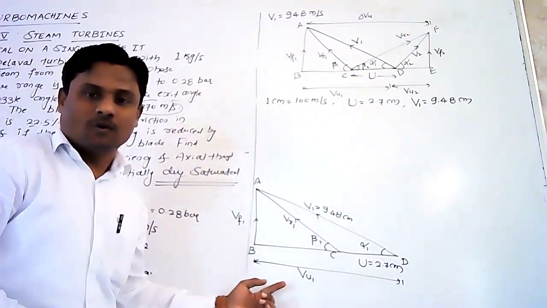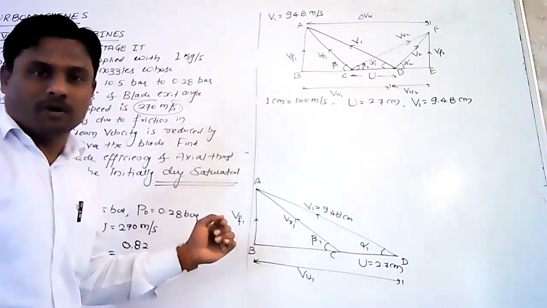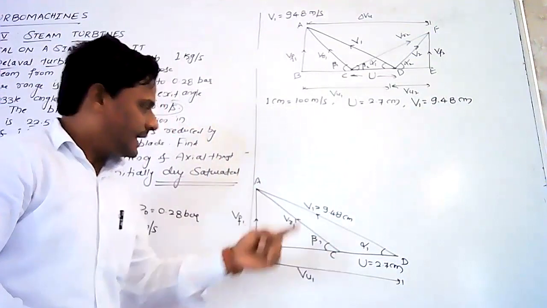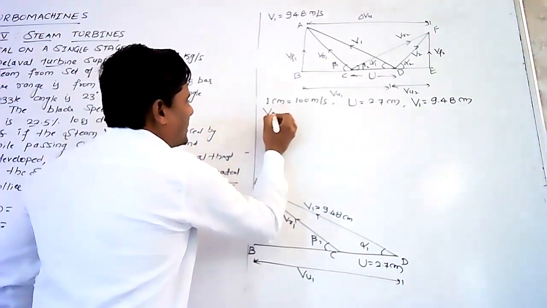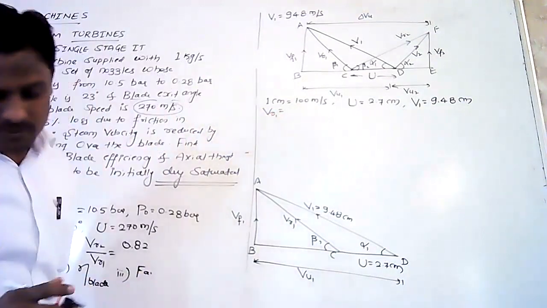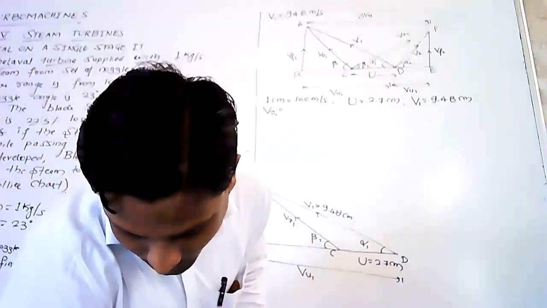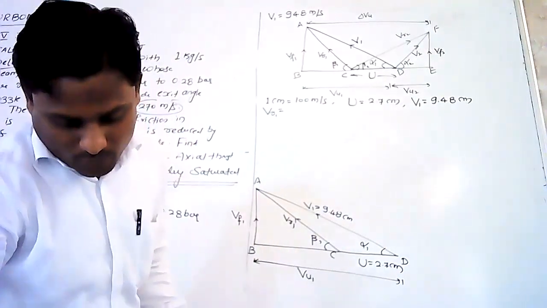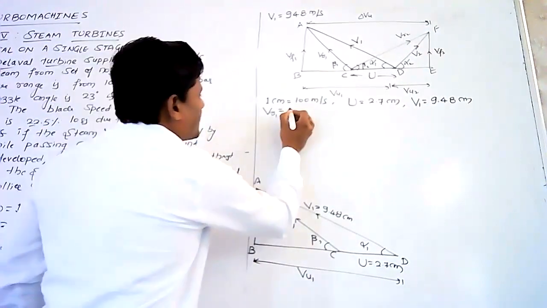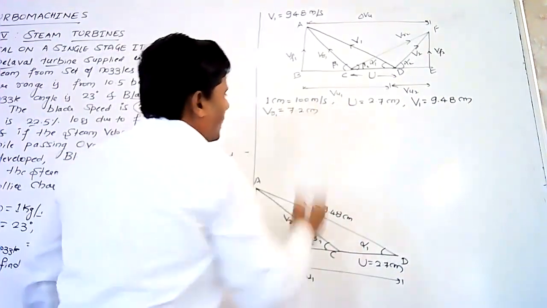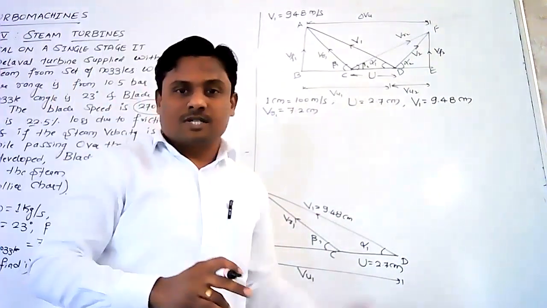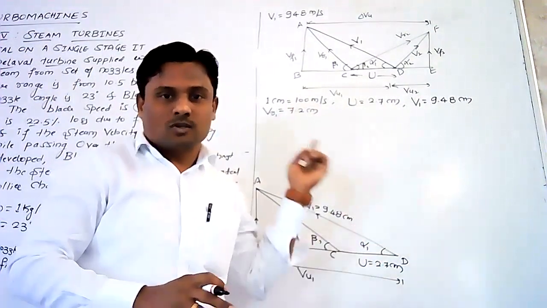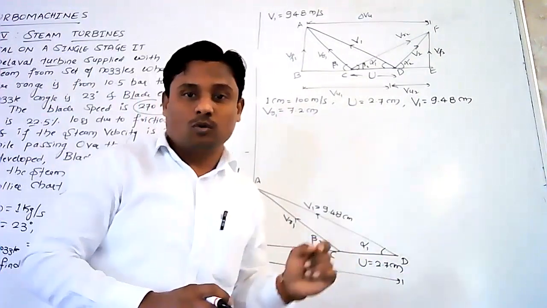Now from the graph, we can measure VR1, the length of VR1, that is the length of line AC. The expected value for VR1 is 7.2 centimeters. But in terms of meter per second, just multiply by 100 because the scale ratio is 1 centimeter equals to 100 meter per second. So VR1 in terms of centimeter is 7.2 centimeters.